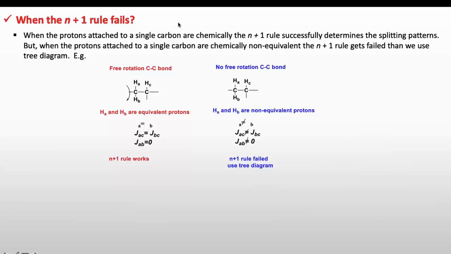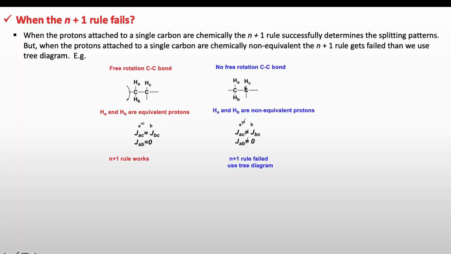Now what happens if the n+1 rule fails? Previously we have applied the n+1 rule in molecules, but let's take the example of these two examples. Here there is free rotation around the C-C bond, so HA and HB will be equivalent protons. They will couple with HC with the same magnitude, and the chemical shift value of A and B will be the same because they are chemically equivalent protons. So JAC will be equal to JBC, and there will be no splitting between A and B because they are chemically equivalent. So they couple with HC according to the n+1 rule.